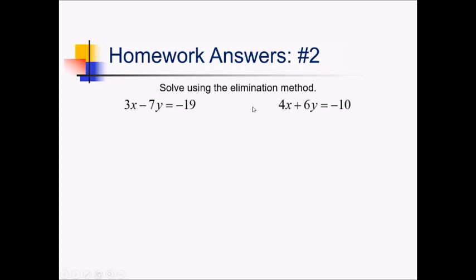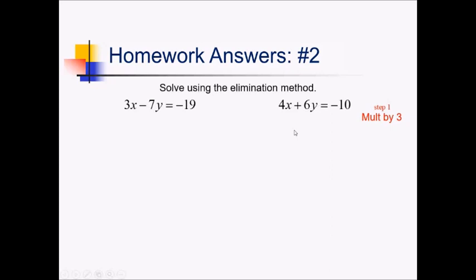I'm going to go with the x's. If I multiply this second equation here by 3, that'll give me a 12x. And if I multiply this first equation by a -4 down the road, that'll give me a -12x. So that's what I'm going to do for this one. But I could have also multiplied this first equation by 6 and this other equation by 7, and that would have helped me cancel out the y's. So just pick a direction and go with it.